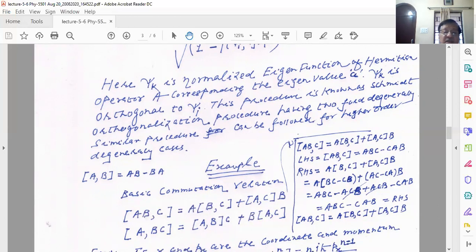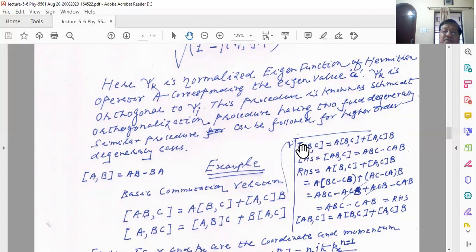And there is another relation: if you have the commutator of A with the operator product BC, that is given by the commutator of A, B operating on C plus operator B operating on the commutator of A with C. You see, I have given a derivation. You can derive this. So look at this derivation of the first relation.